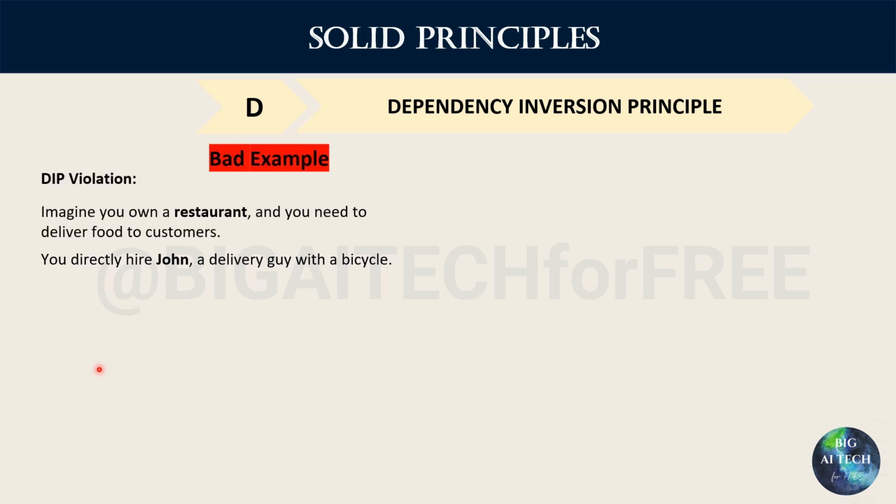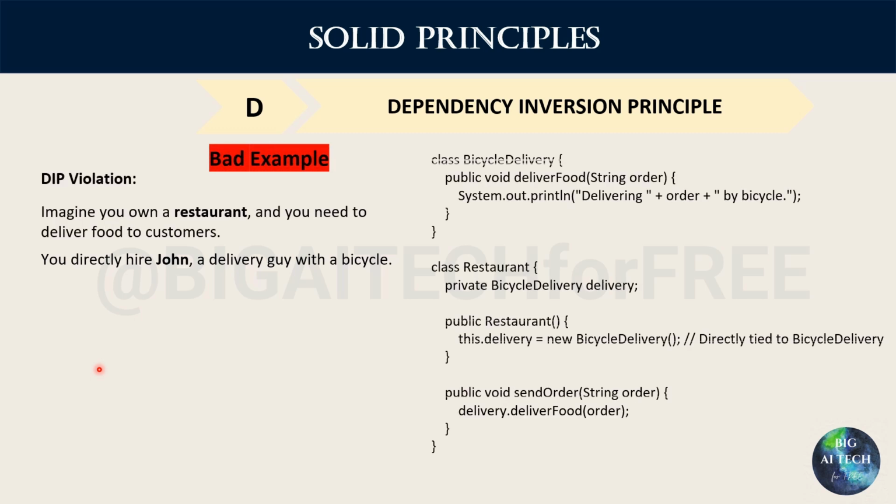Imagine we own a restaurant and you need to deliver food to customers. You directly hire John, a delivery guy with a bicycle, right? We are owning a restaurant, a bicycle delivery. If you see here, he is delivering food, we have hired John. Here bicycle delivery is actually for food delivery. We are creating in the restaurant class a new bicycle delivery, which actually delivers the food.